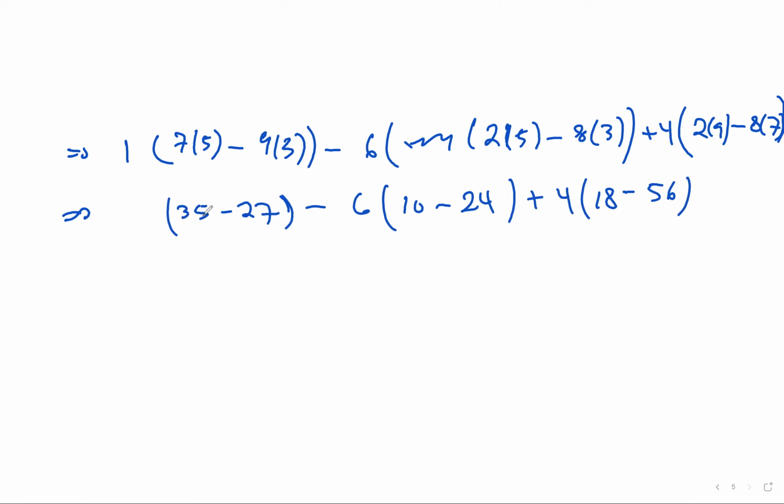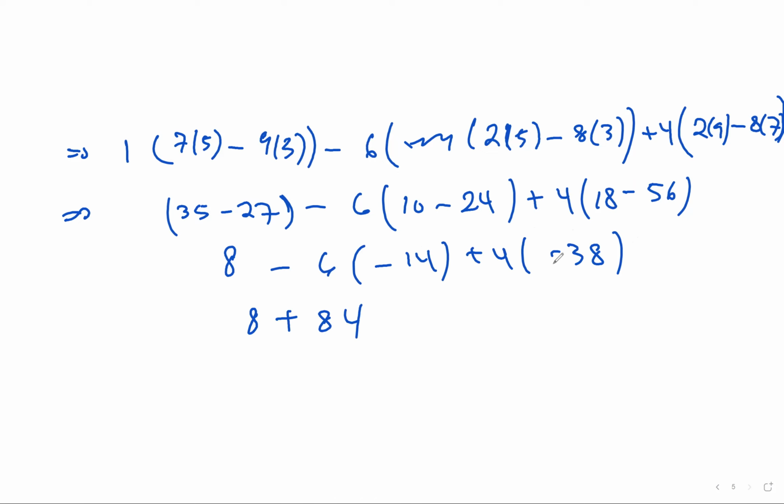So we just go 17, 35 minus 27 is 8, and then minus 6 times, and then we have minus 14, and plus 4 times minus 38, because 18 minus 56 is minus 38. And then we have 8, and 6 times 14 is, because minus times minus is plus, 84. And then we have 38 times 4, and that sign changes to minus.